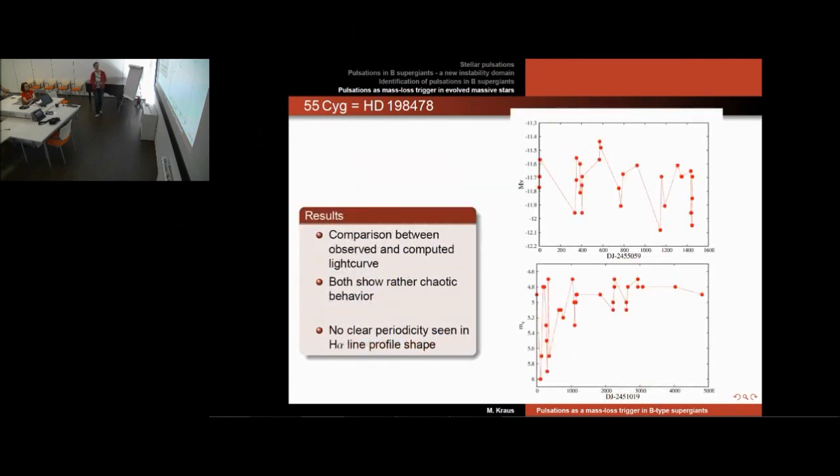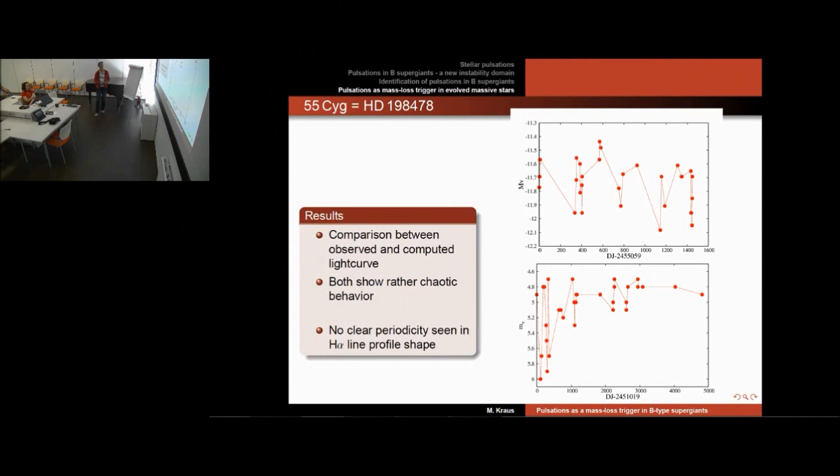Also, very interesting, from this wind model we can compute a synthetic light curve of the star. This is shown in the top panel. We find that the light curve looks quite chaotic. Okay, we cannot combine these points because there are no data available, but in total it looks quite chaotic. And we found an old data set of photometric observations, and when we compare that, it's even more chaotic. So the reality is even more chaotic than what we have found so far from our star.